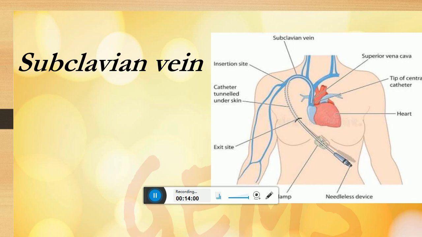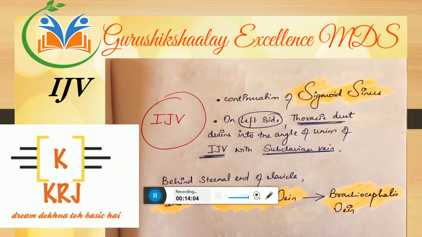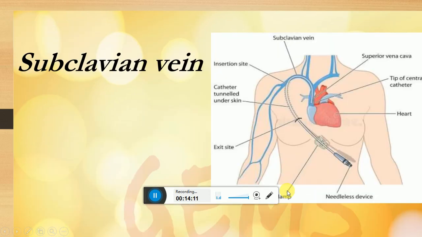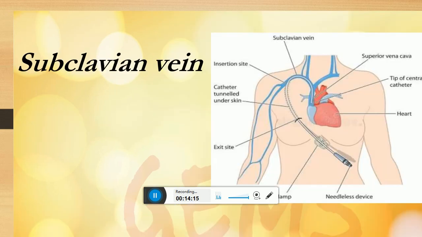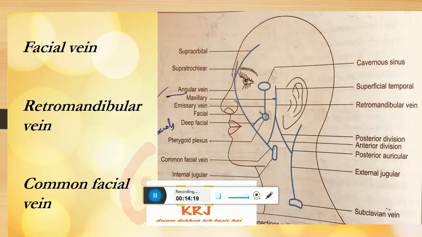Brachiocephalic vein formation, correct? How is the brachiocephalic vein formed? Let me show you again. Internal jugular vein plus subclavian vein gives you the brachiocephalic vein, and two brachiocephalic veins unite to form the superior vena cava. Very good. Next you have something very important about the facial vein, retromandibular vein and the common facial vein. Okay, let's start with the facial vein.